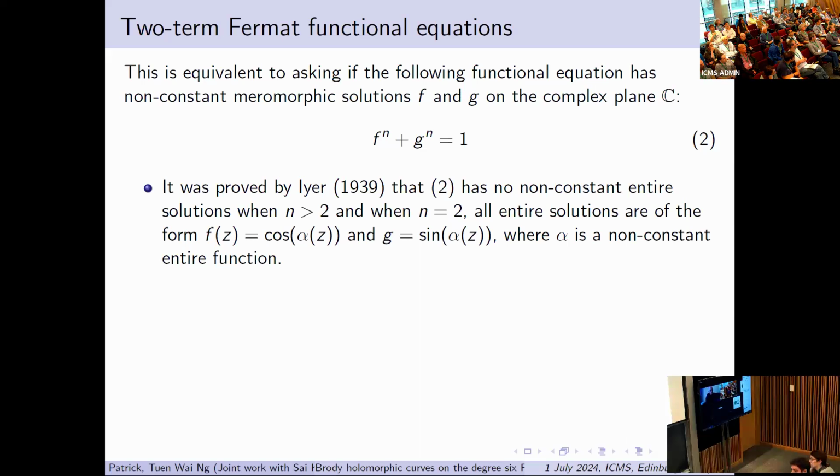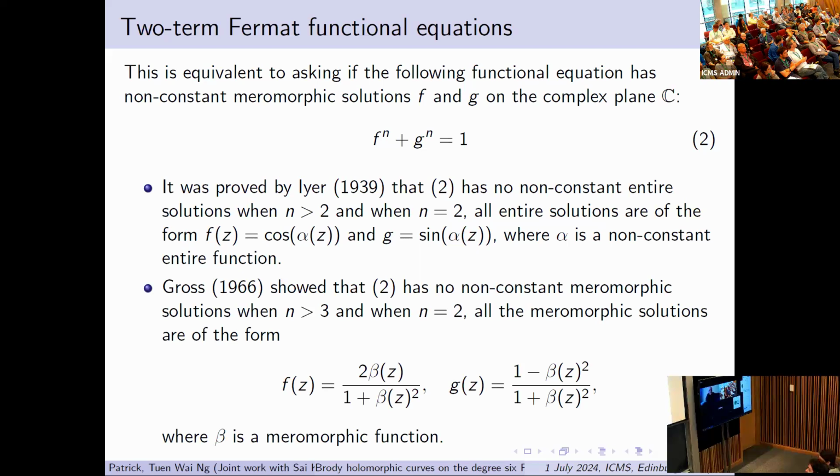Okay. And so in 1939, already we know that this functional equation has no non-constant entire solution when n is greater than 2. And when n is equal to 2, then you can actually solve it. So all the solutions would be given by basically cosine and sine together with some non-constant entire function alpha.